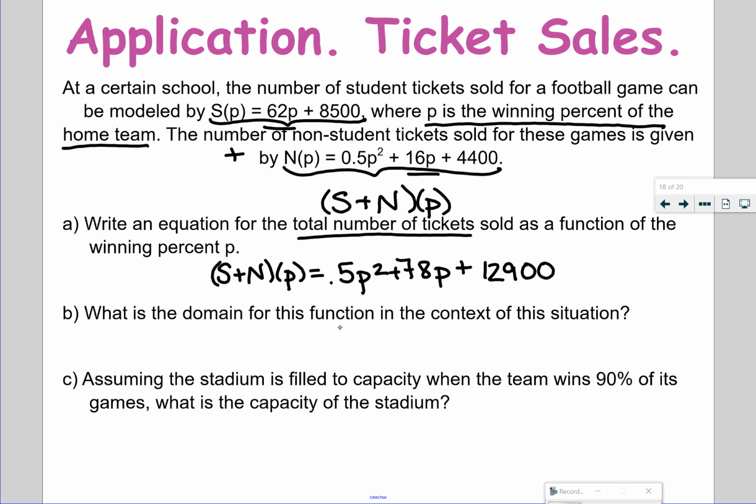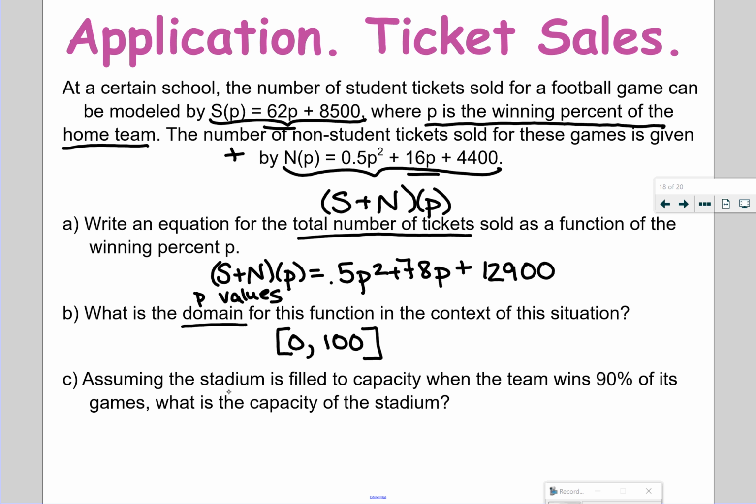What is the domain for this function in the context of the situation? So the domain of this function is going to be calculated by finding our possible P values. P technically could be all real numbers here because I don't have any domain restrictions in the function, but remember what P stands for. P stands for the winning percentage of the home team, and because it's a percentage, we're really limited to the type of numbers that P can be. So percentages range from 0 to 100, so my domain is 0 to 100, and you can see I'm using brackets on both of those because you can have a winning percentage of 0 if you have all losses, and you can have a winning percentage of 100 if you have all wins.